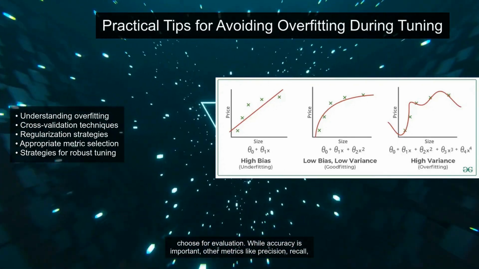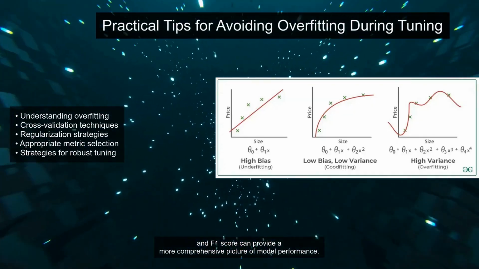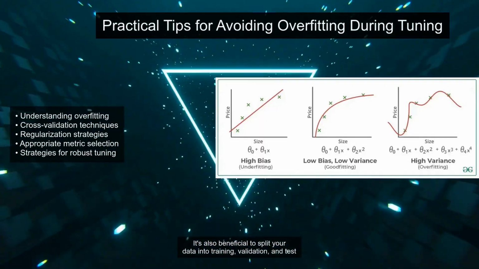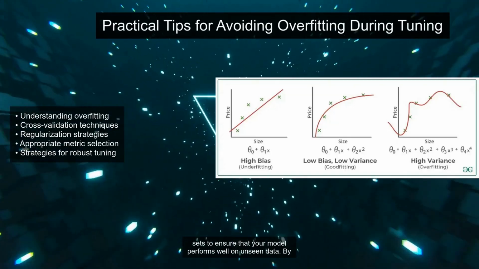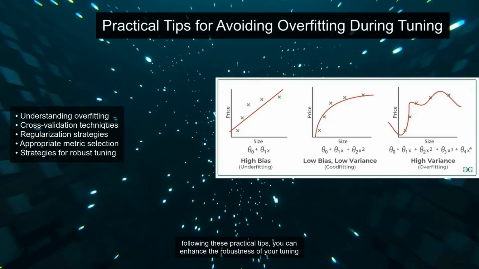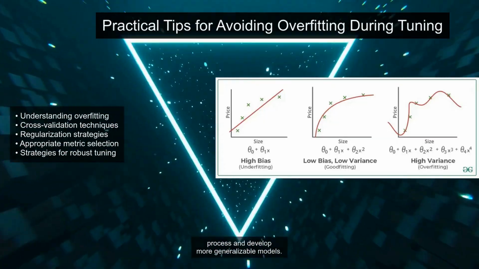Be mindful of the metrics you choose for evaluation. While accuracy is important, other metrics like precision, recall, and F1 score can provide a more comprehensive picture of model performance. It's also beneficial to split your data into training, validation, and test sets to ensure that your model performs well on unseen data. By following these practical tips, you can enhance the robustness of your tuning process and develop more generalizable models.